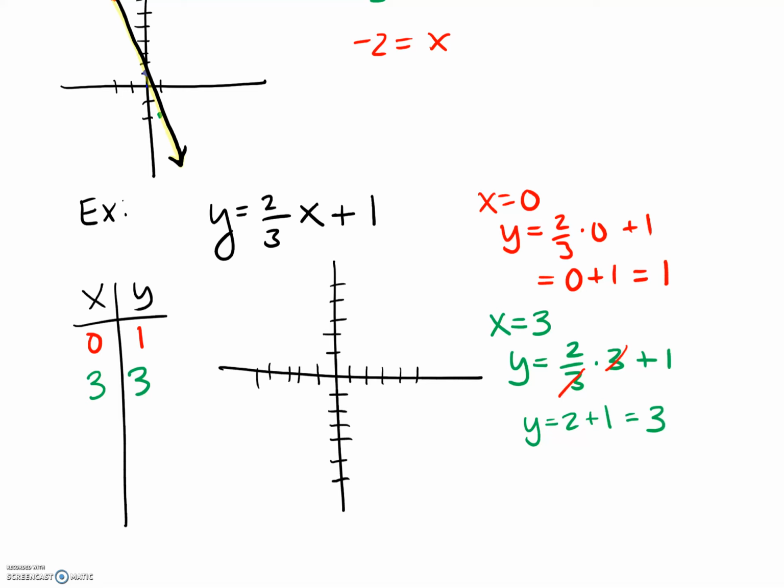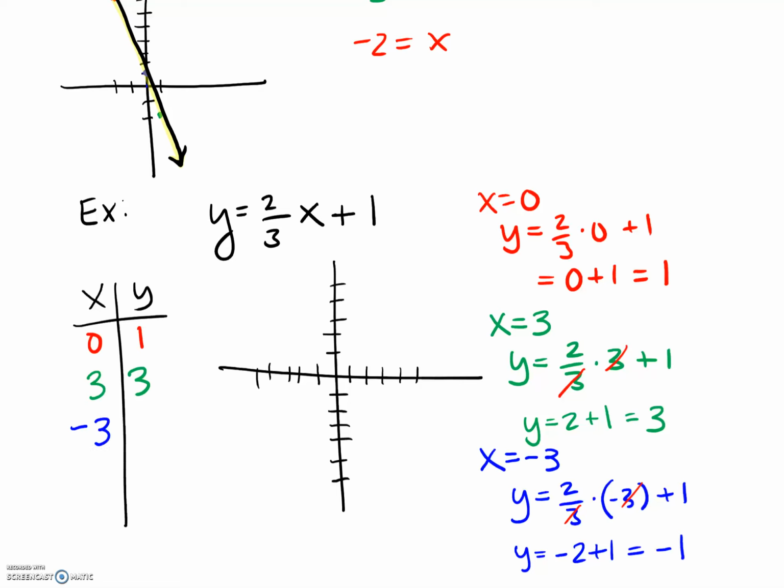And we want one more point just to check things. Up to us, we could choose 6. It's also divisible by 3. I'm going to go ahead and do -3 just so we get something positive, something negative, and a 0. y is equal to 2/3 times our -3 plus 1. Again, those 3's are going to cancel out, but I have a positive times a negative, so I'm going to get y is equal to -2 plus 1. So our last point is -3, -1.